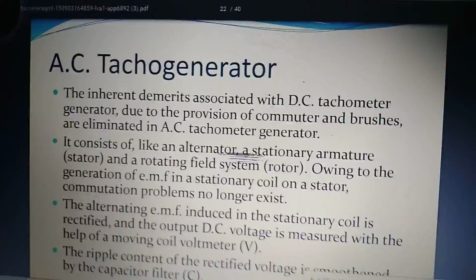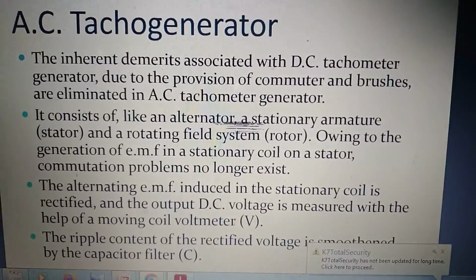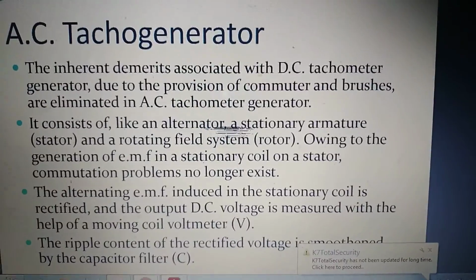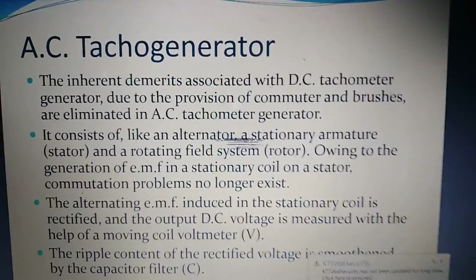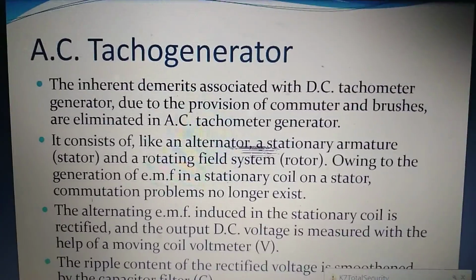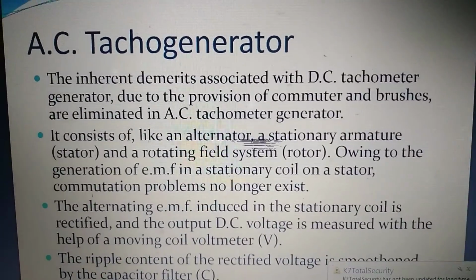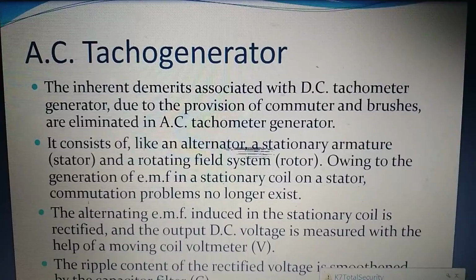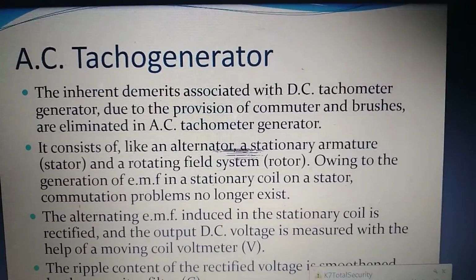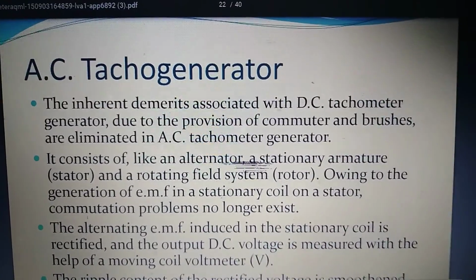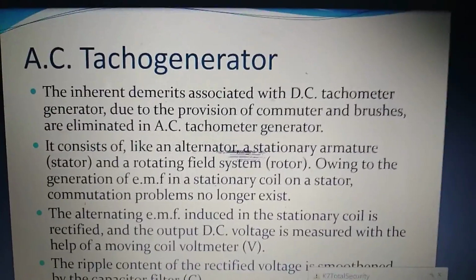The main advantage is that the inherent demerits associated with the DC tachometer generator, due to the provision of commutator and brushes, are eliminated in the AC tachometer or AC tacho generator. Here it consists of an alternator: a stationary armature, the stator, and a rotating field system, the rotor, owing to the generation of EMF in a stationary coil on the stator. So the commutation problem no longer exists as in the DC tachometer.